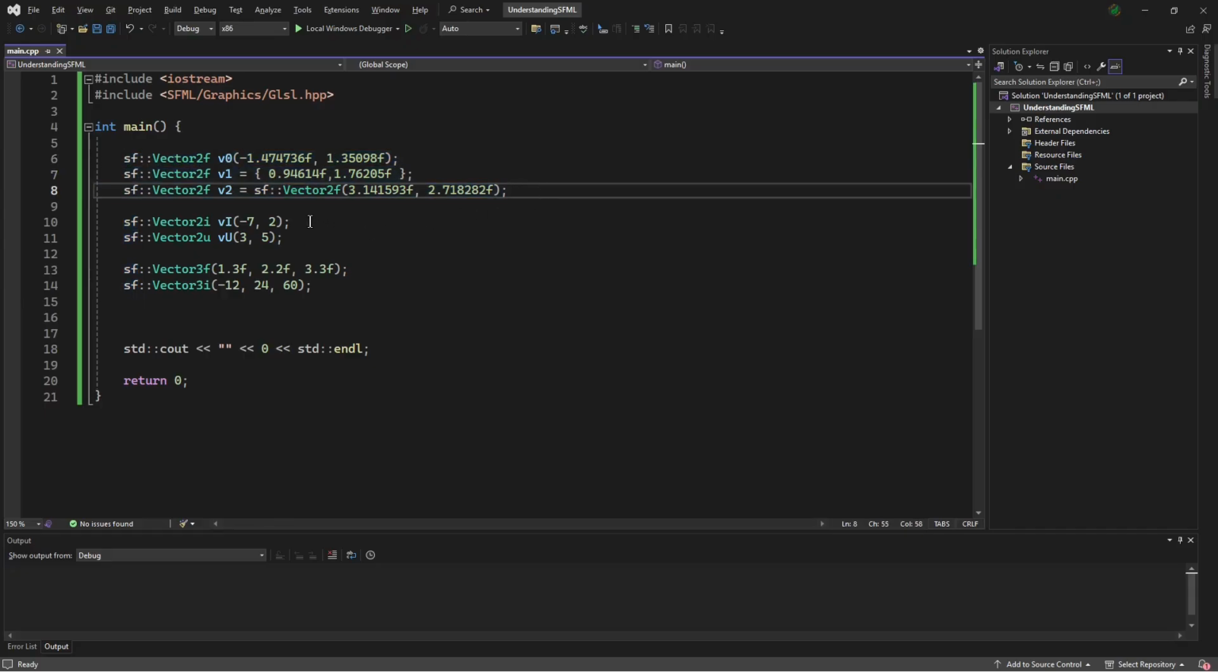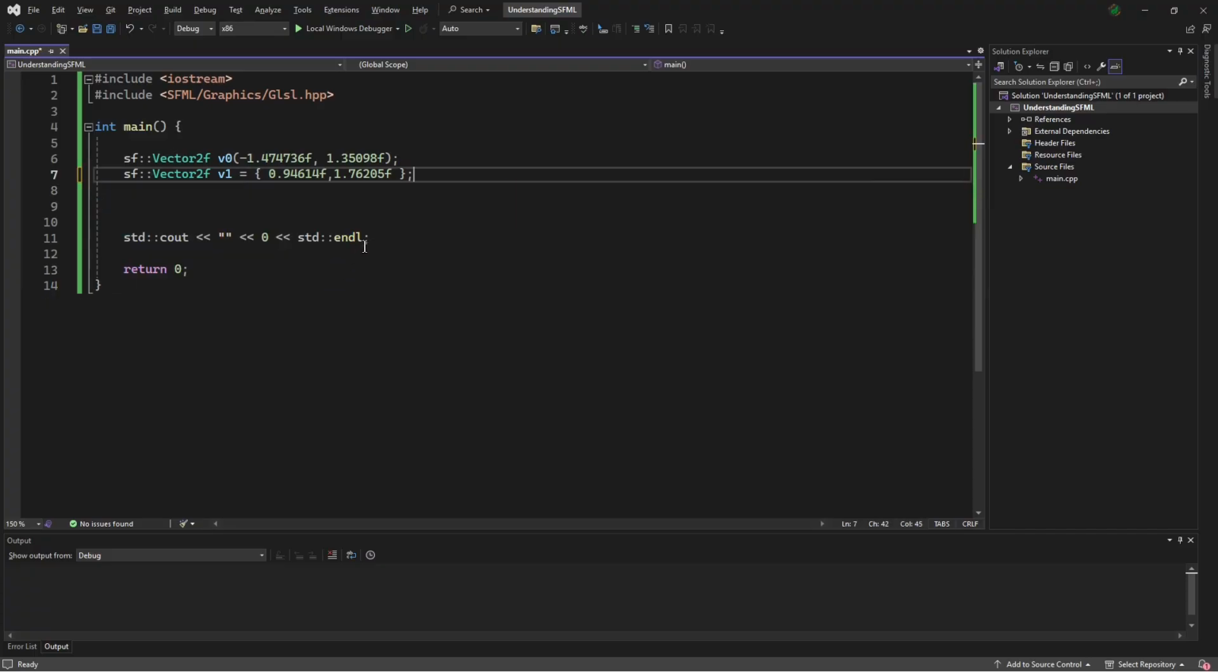A vector 2i can work with any signed int value, so it can work with any negative or positive int value, while a vector 2u can only work with the positives. A vector 3f is the same as a vector 2f, except it can work with 3 values instead of 2. And a vector 3i is the same as that, except with the vector 2i. Now I'm going to delete these as we don't need them for the future examples.